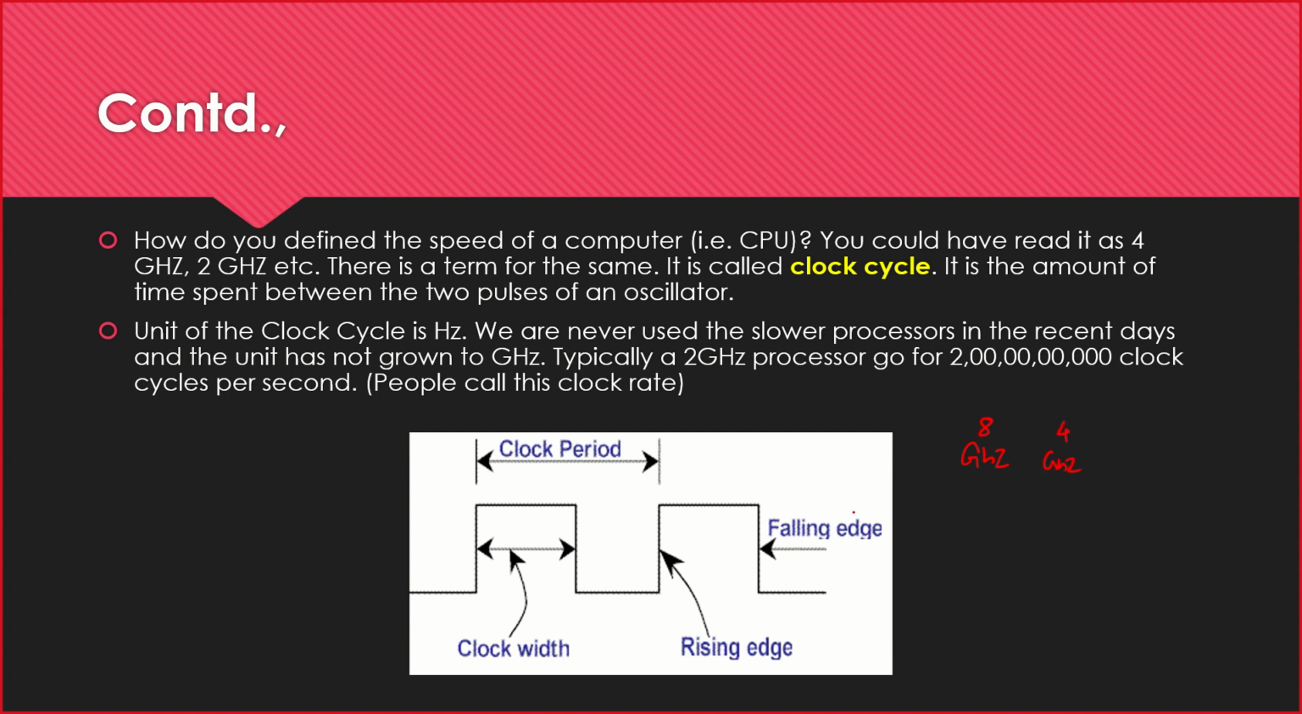So, what is it? It's very simple. It is nothing but the speed of a computer. It is the speed of the processor. We can also connect it to the clock cycle: the amount of time that is spent between two pulses. You can see that here. The amount of time that is spent between two pulses, one high and one low. You can see that here. That's called a clock period. And the unit of clock cycle is hertz. That's why we normally call it gigahertz.